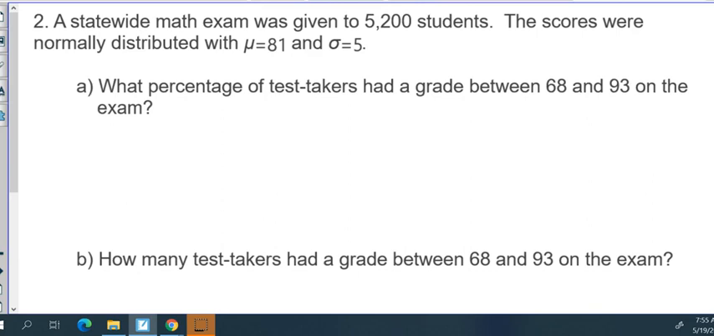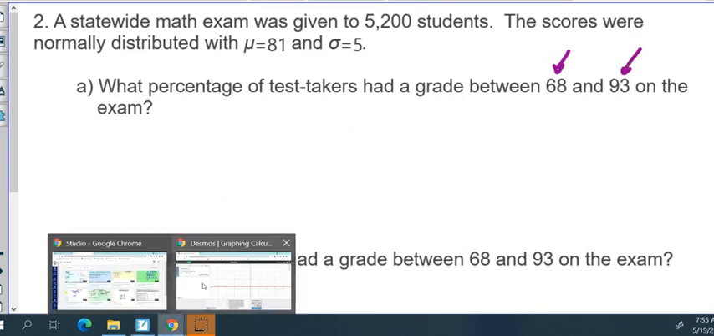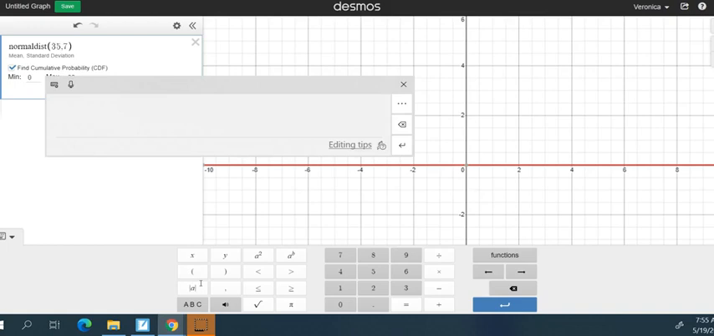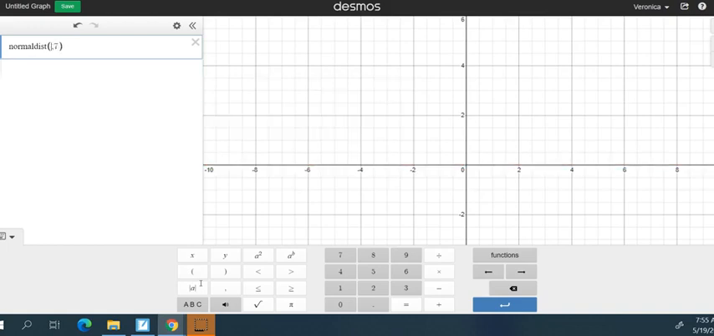All right, final problem. We've got the statewide math exam that tests 5,200 students. The scores are normally distributed with a mu equal to 81 and a sigma equal to 5, so mean and standard deviation. What percentage of test takers had a grade between 68 and 93 on the exam? So we're going to need to calculate two different percentages right here. Let's head over to Desmos. Our mean this time is 81 and our standard deviation is 5.